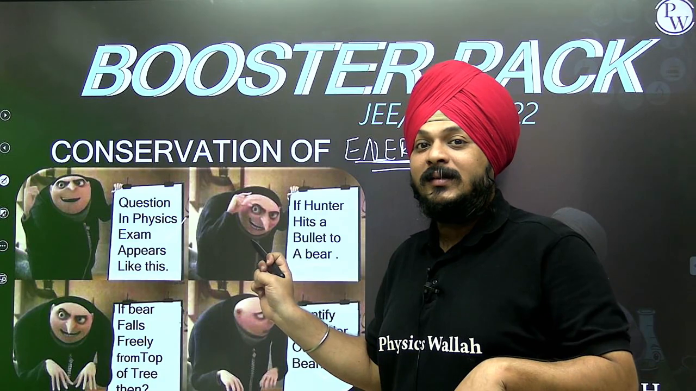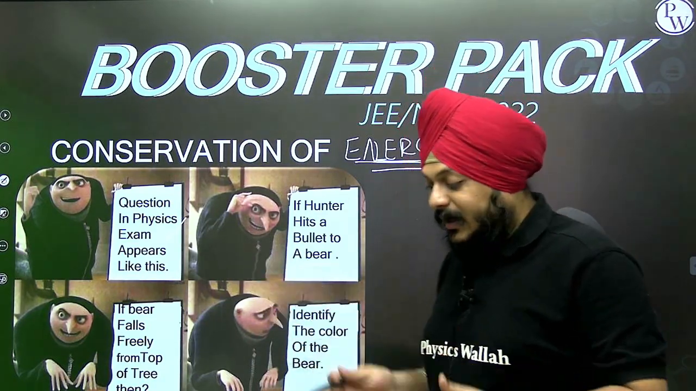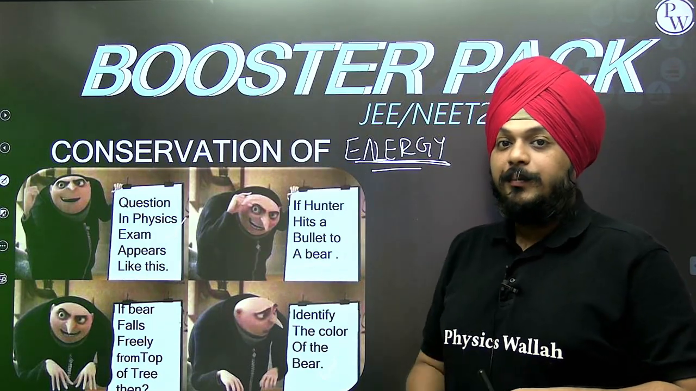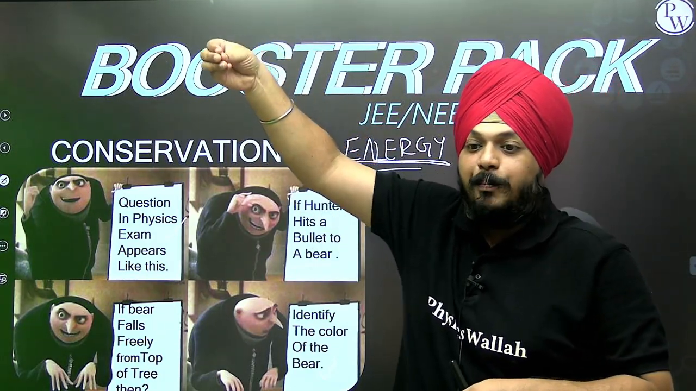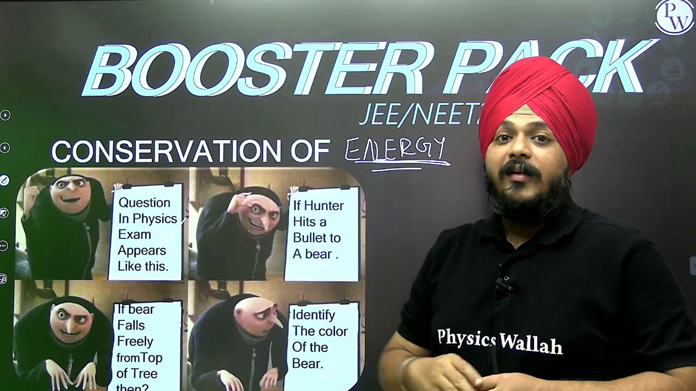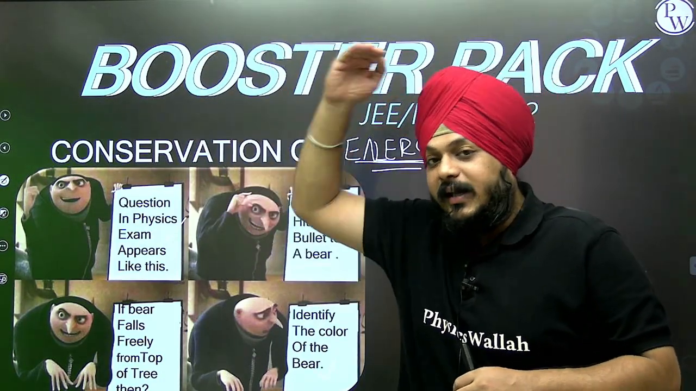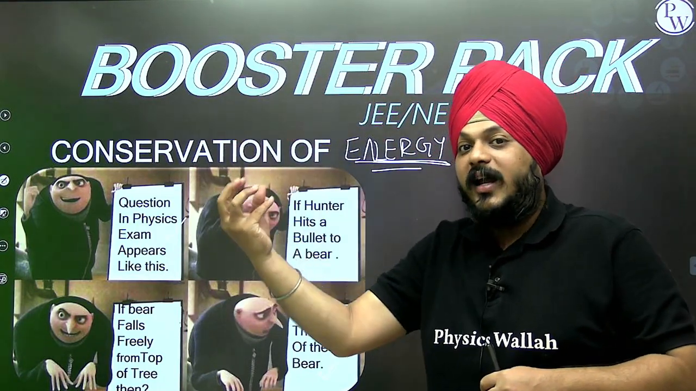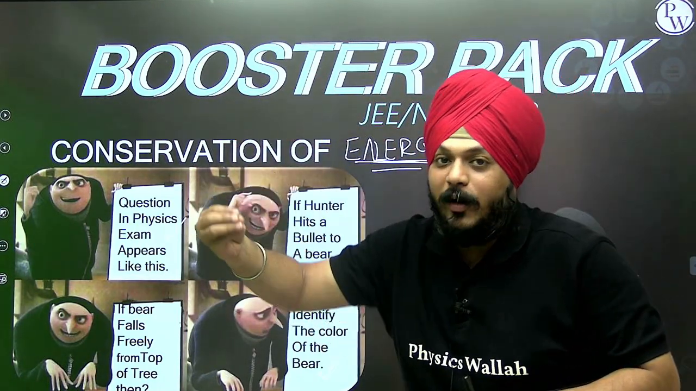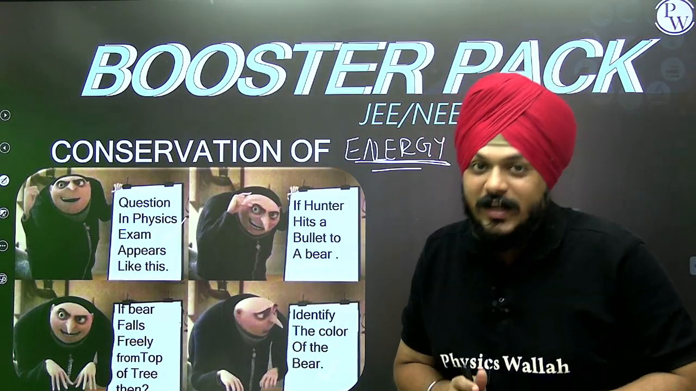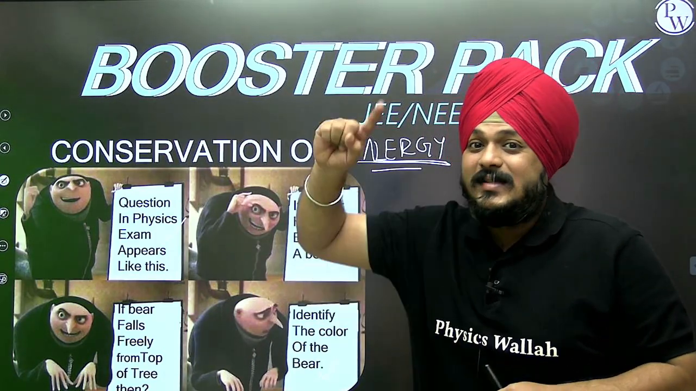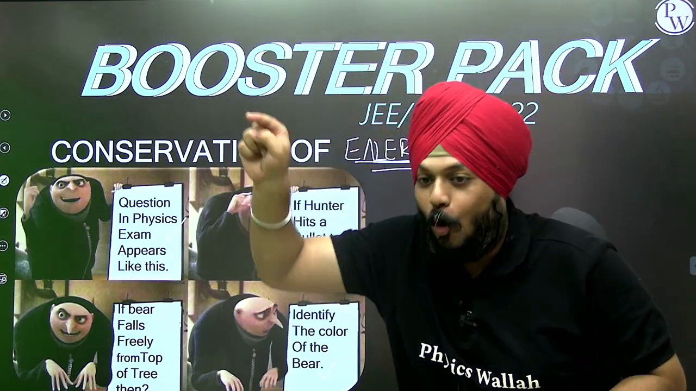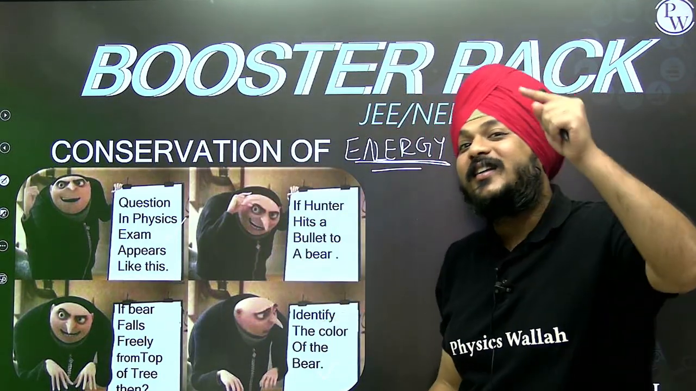I'm going to answer this. How? The hunter is standing nearby with his rifle, shooting up at a bear. The bear was at some elevated point and falls freely. When any object or particle or system falls freely, the acceleration under gravity g is equal to 9.8, and the value of g is 9.8 at the poles, not the equator. At the poles we have polar bears, and the color of the bear is white.